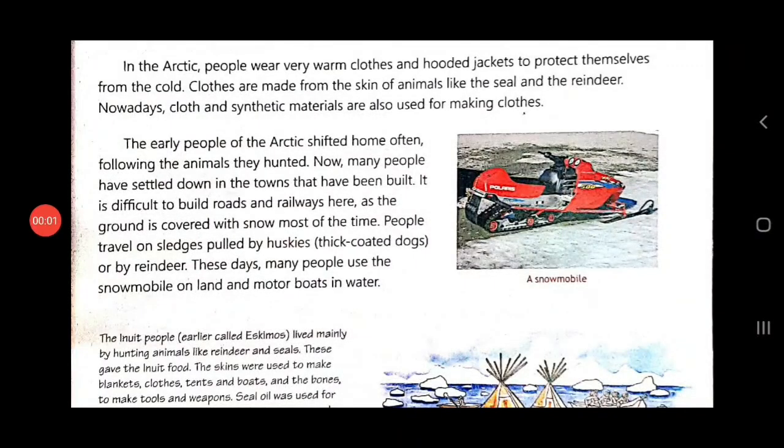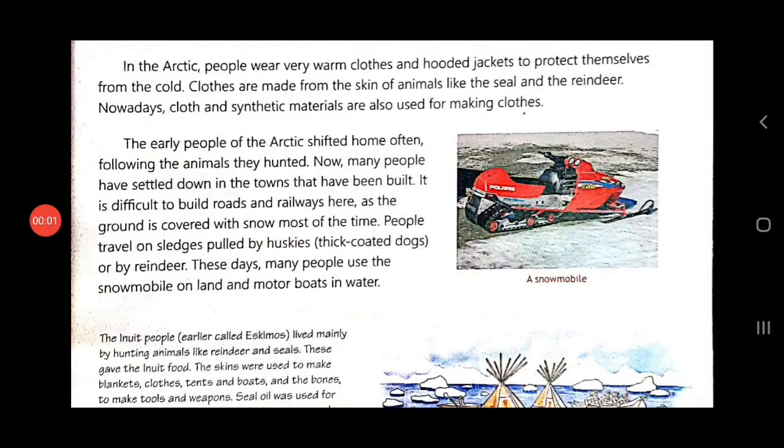It is difficult to build roads and railways here, as the ground is covered with snow most of the time. Now children, you all are aware that polar regions are mostly covered with snow and ice throughout the year. So here, as the ground is covered with snow most of the time, it is very difficult to build roads and railways over here.